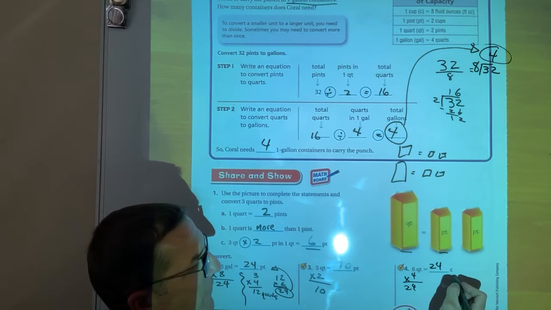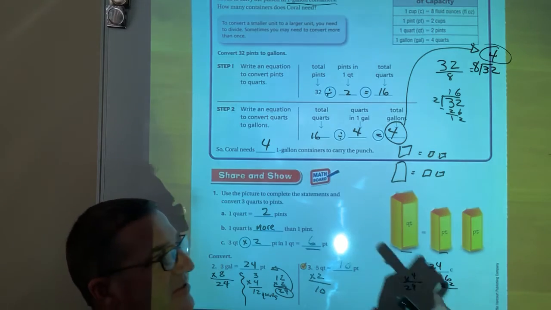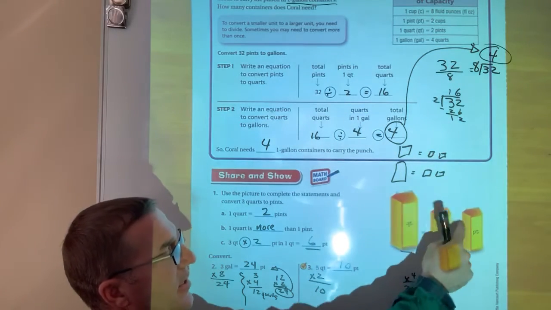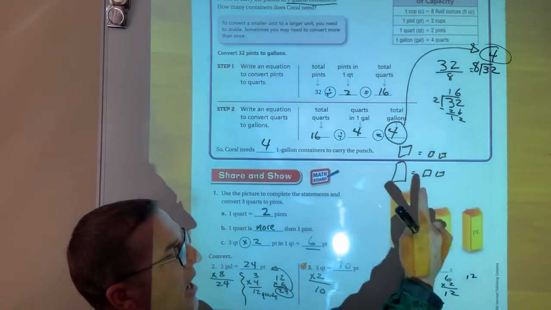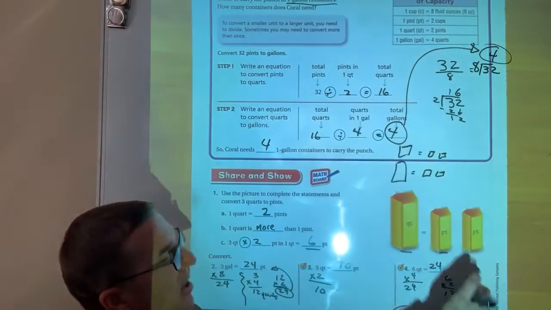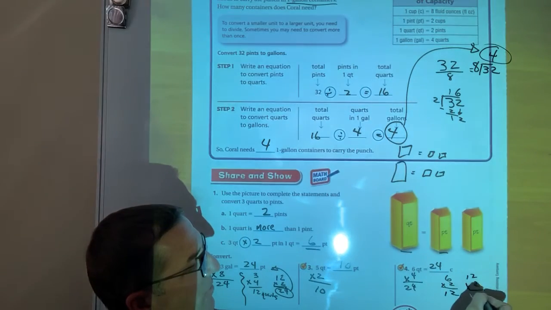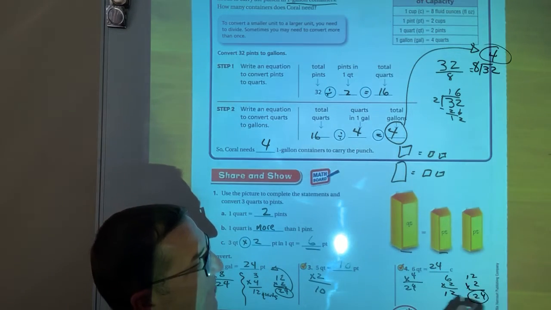And of course, if I went from quarts to pints, it would be 6 times 2 because there's 2 pints in a quart, like this picture. That would be 12. And then if I went from pints to cups, well, there's 2 cups in a pint per our chart. Times 2 is 24. I get the same answer.